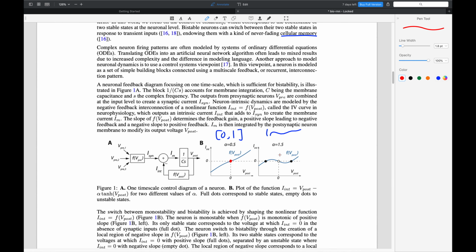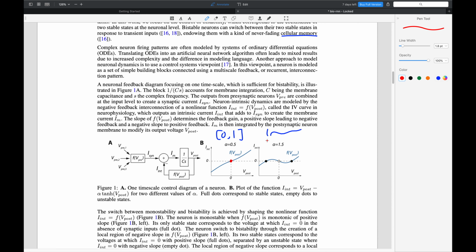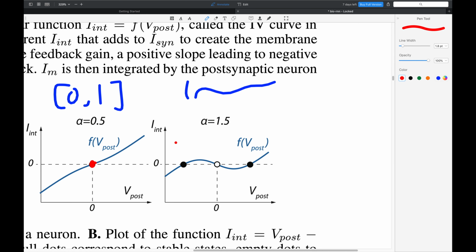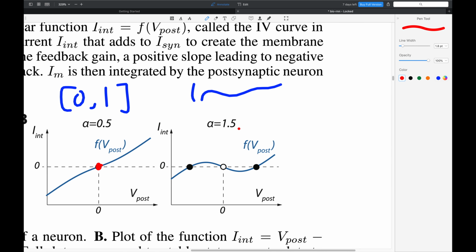However, what gets really interesting is when alpha is bigger than 1. Then you have these 2 stable points, where an input value of V_post around here would follow the slope and reach a stable point of 0. And of course, the values here would follow the slope and reach a stable point of 0 at this position.